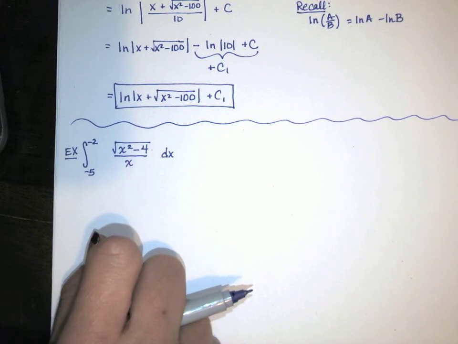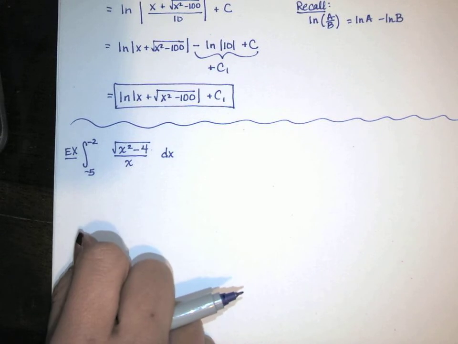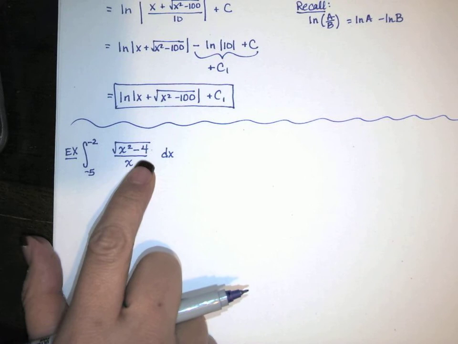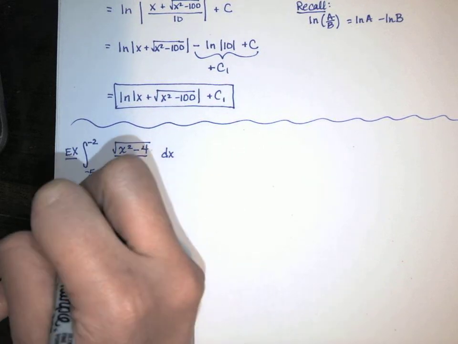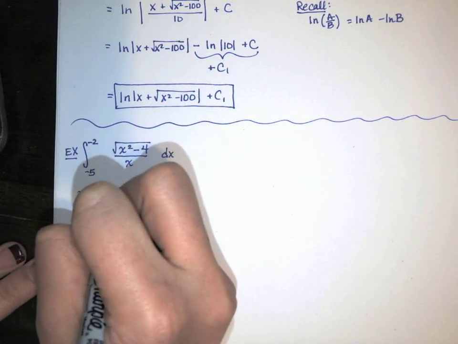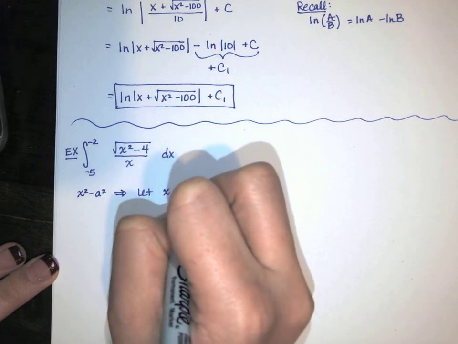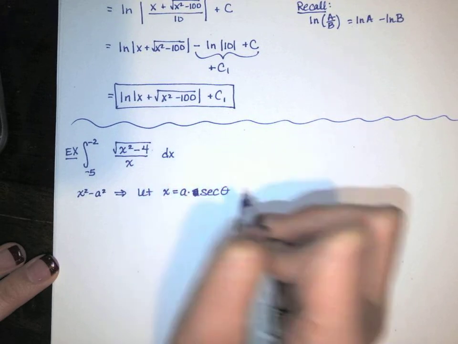So u sub fails. So it's not a basic rule. It's not a u sub. It's not integration by parts. It's not trigonometric integrals because there are no trig functions in it, but it does look like x squared minus a squared. And x squared minus a squared reminds me of that x squared minus a squared arcsecant antiderivative. So we're going to make our arcsecant substitution, or our secant substitution, excuse me. I keep wanting to write arcsecant, it's just secant.